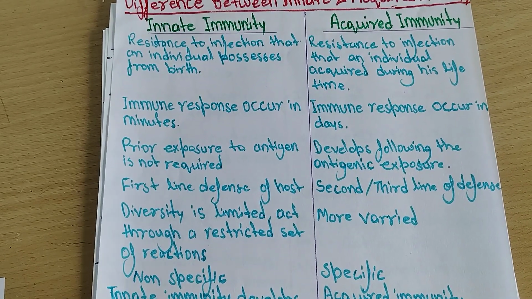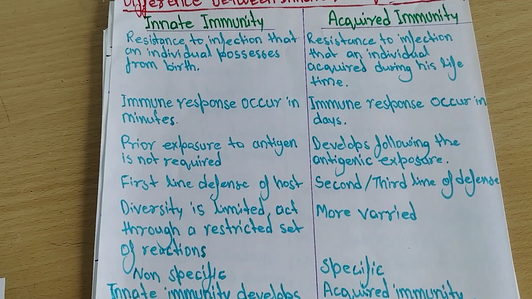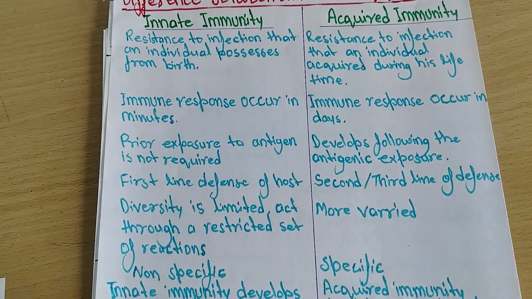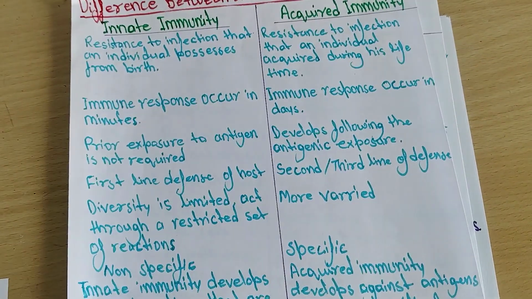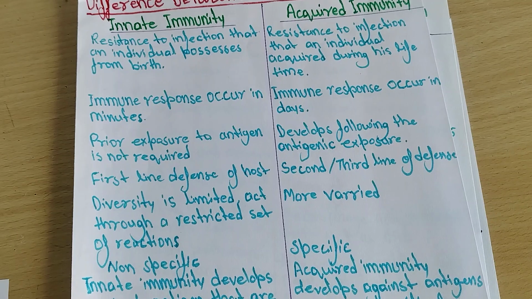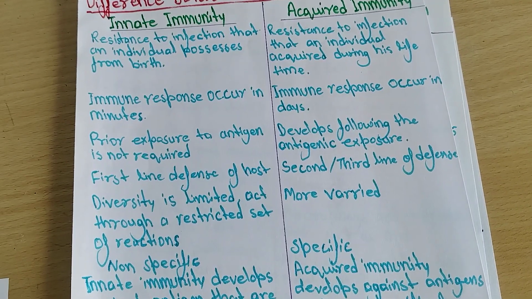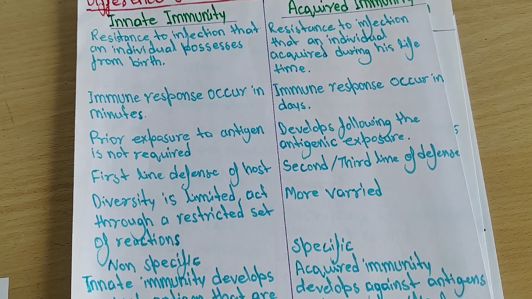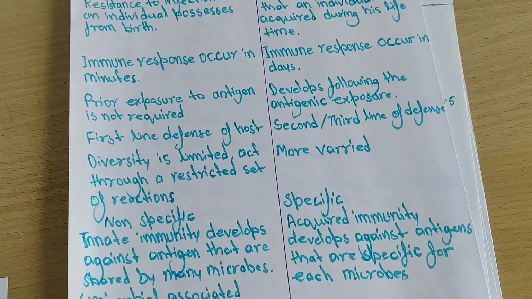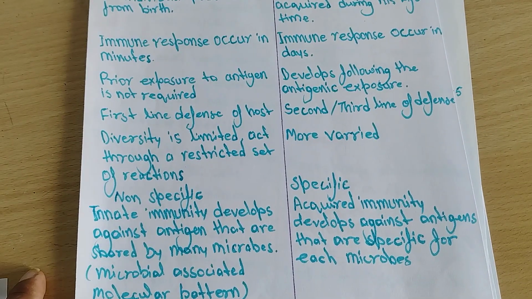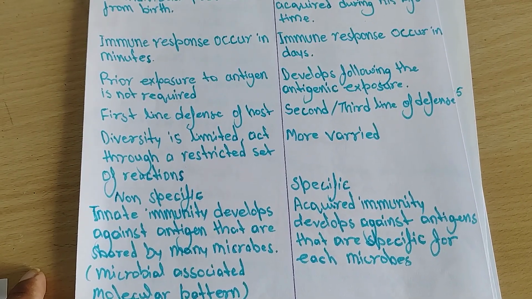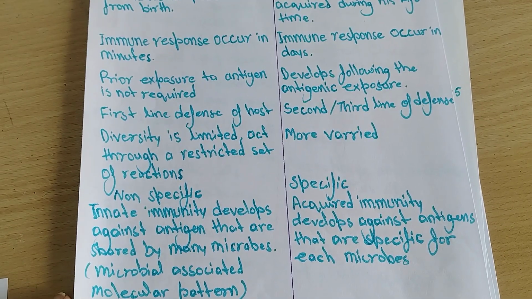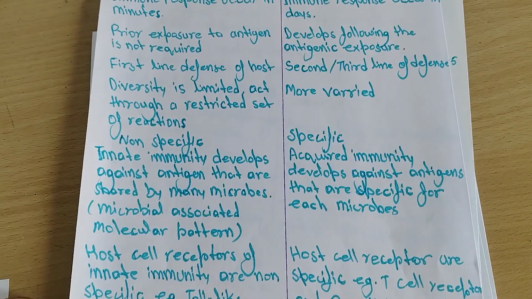Innate immunity is the first line of defense of the host. Acquired immunity is always the second or third line of defense of the host. In innate immunity, diversity is limited and it acts through a restricted set of reactions. Acquired immunity is very diverse. Innate immunity is non-specific. Acquired immunity is specific. Innate immunity develops against antigens that are shared by many microbes, for example microbial associated molecular patterns. Acquired immunity develops against antigens that are specific for each microbe.